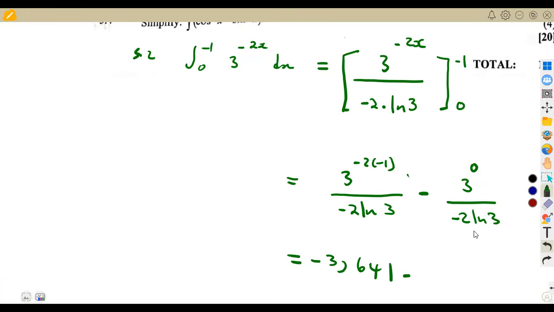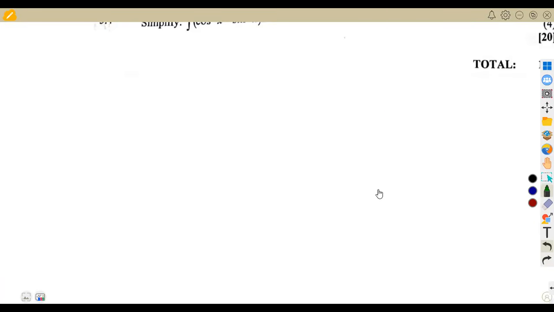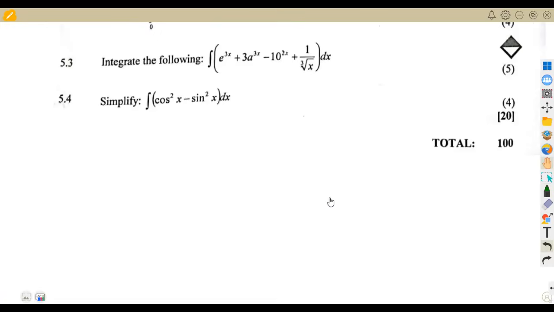All right, so that's a negative because, as you can see, we have a reverse of what we actually know in terms of the limits. So that's why we are getting a negative answer. It's fine like that, okay? It's actually fine. So that was it. Let's consider question 5.3.